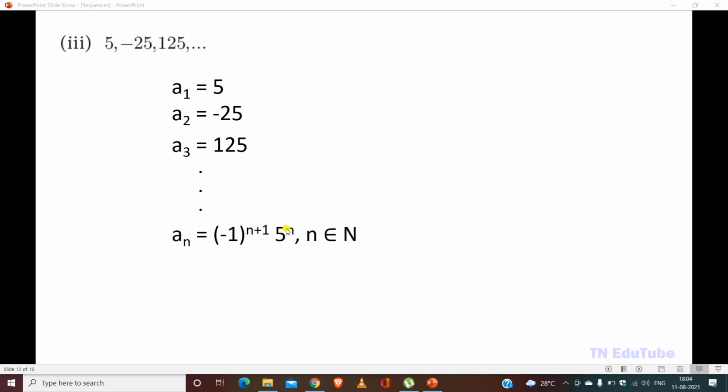5 power n. 5 power 1. Isn't it? The first term, n value is 1. So 5 power 1, you get 5. Plus 5 you get. If we put 2, minus 1 power 2 plus 1, 3. Odd number. So you get minus sign. 5 power 2. That means 5 into 5, 25. Minus 25 you get. If you put 3, minus 1 power 3 plus 1, 4. Even number. So you get plus sign. 5 power 3. 5 into 5 into 5, 125 you get. So this one is the general term for this given sequence.